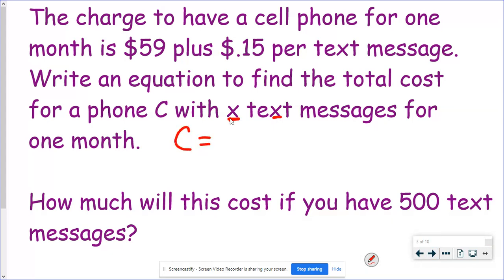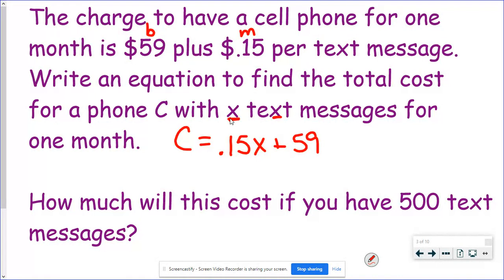I have to decide which of these things happens one time. Again, the $59, that's what happens one time every month. The 15 cents, that's the slope. That's how it's increasing. Every time I get a text message, every time I send a text message, my total is increasing by 15 cents. That's how it's changing. So I would have 0.15 for every text message plus just the cost of the phone in the first place.